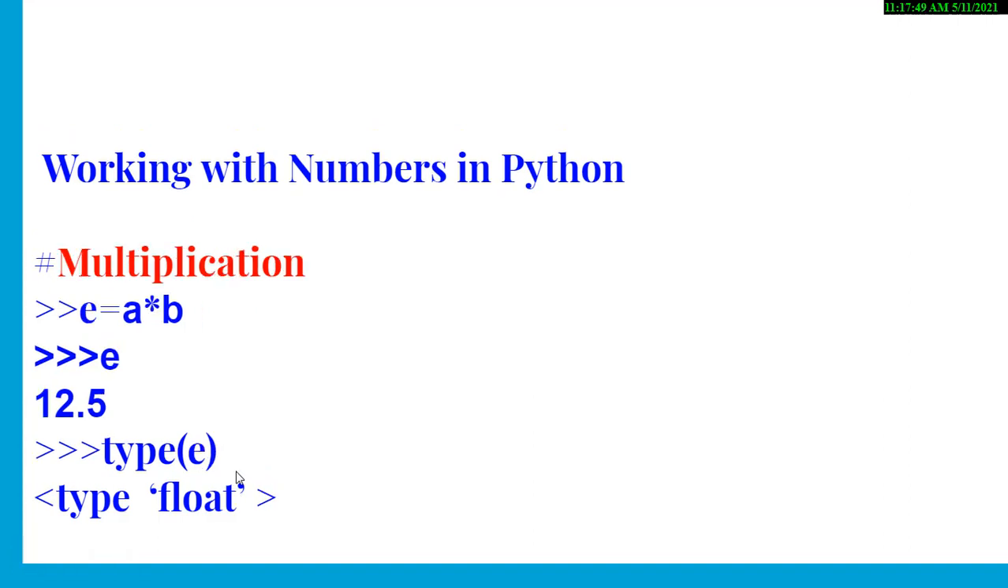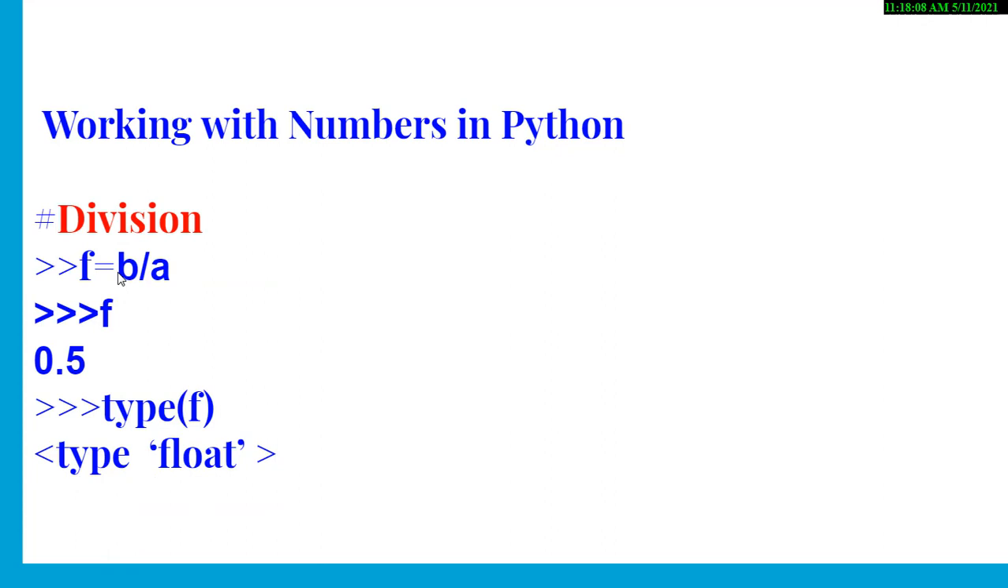Similarly, for multiplication of the two numbers a and b, over here a and b are multiplied and given to the new variable e. So the answer will be stored in e, and the answer you are able to see over here is 12.5, hence the type is float.